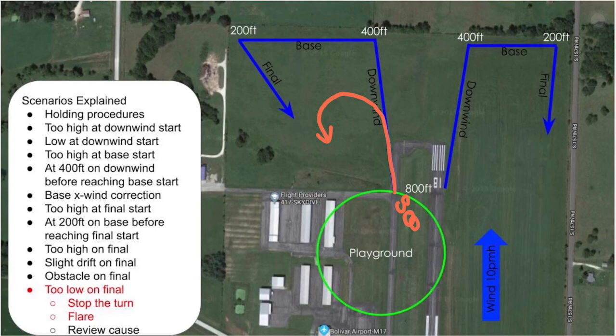And again, once you realize you're in a low turn, stop the turn and be ready to flare. And then, after the flare, PLF. The alternative would have been to go ahead and divert and land in an alternate landing area.